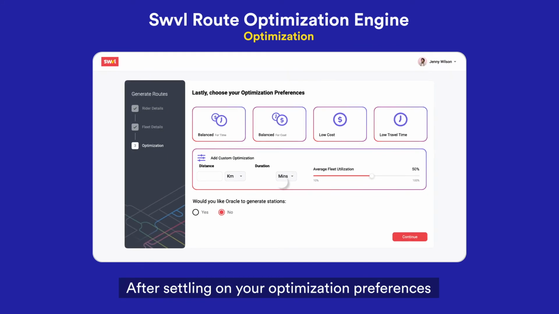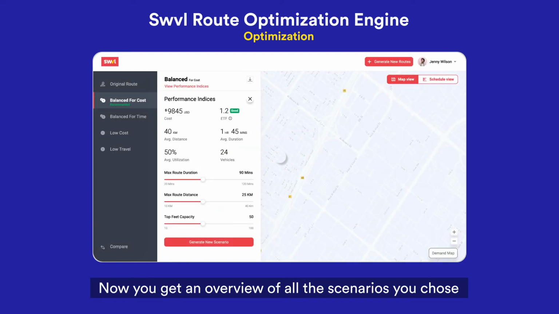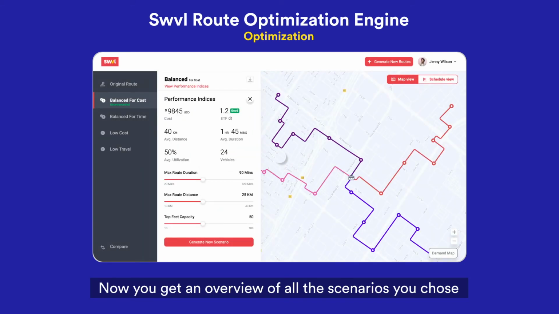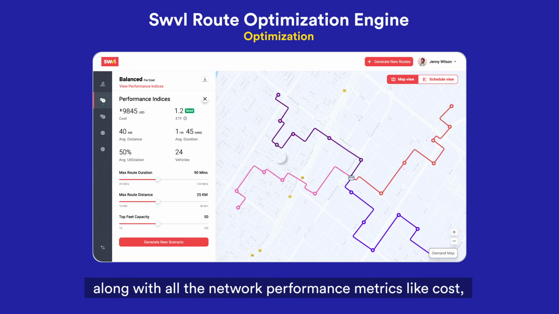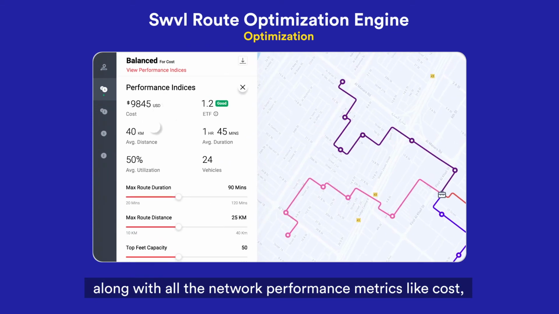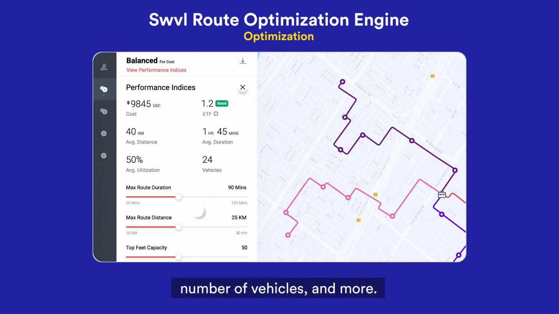After settling on your optimization preferences, Swvl Route Optimization Engine starts to optimize. Now you get an overview of all the scenarios you chose. You get to see all details for each scenario to compare and choose the most optimal one for your organization. You get to see your network with a bird's eye view, along with all the network performance metrics like cost, average distance, average duration, average utilization, number of vehicles, and more.